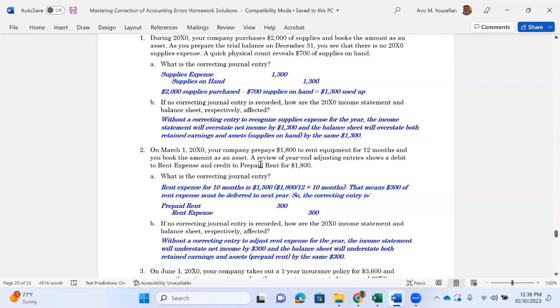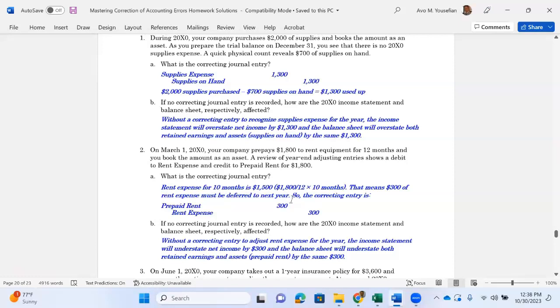You need to recognize only 10 months of rent expense. So rent expense for 10 months is only $1,500, which is $1,800 divided by 12 times 10. $1,800 divided by 12 is $150 a month. $150 a month times 10 months is $1,500 rent expense. That means $300 of rent expense must be deferred to next year.